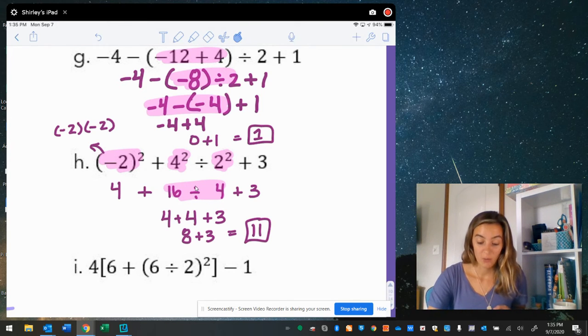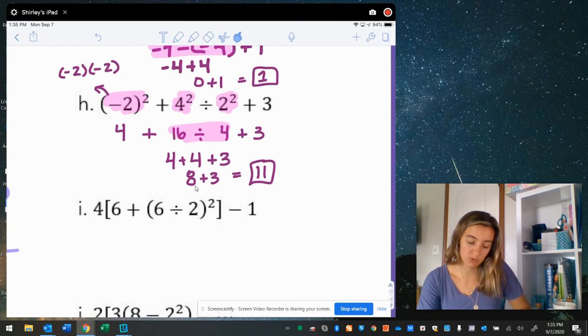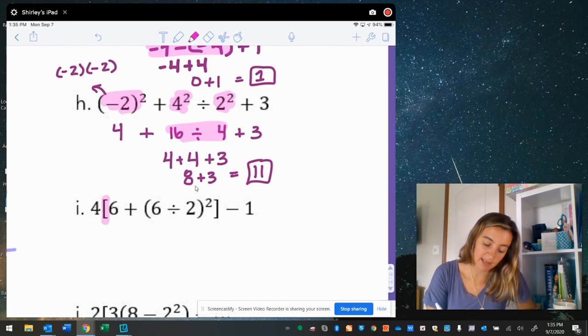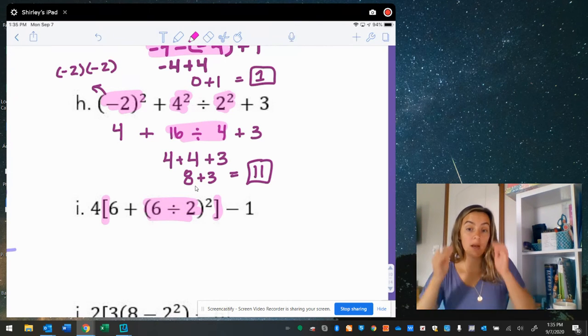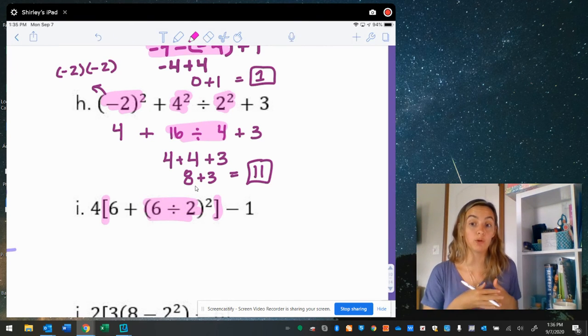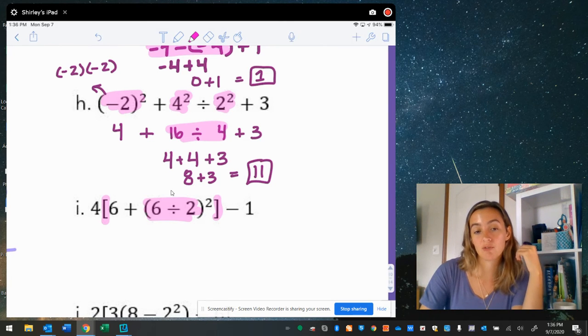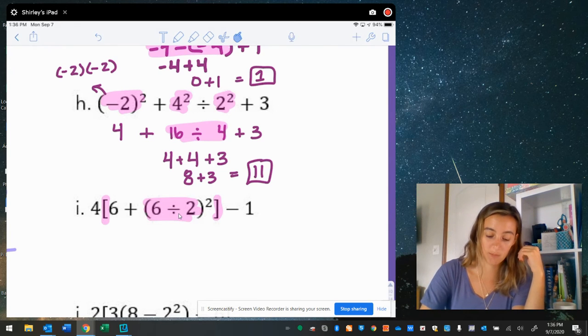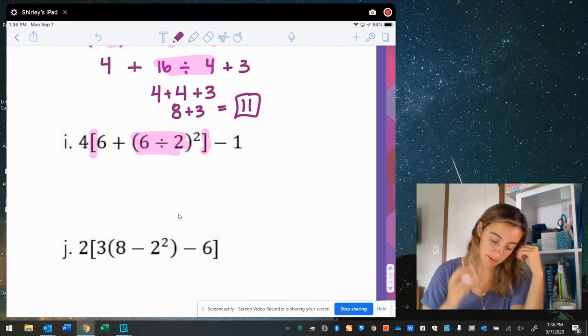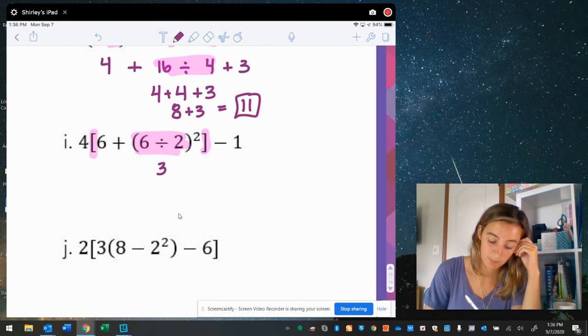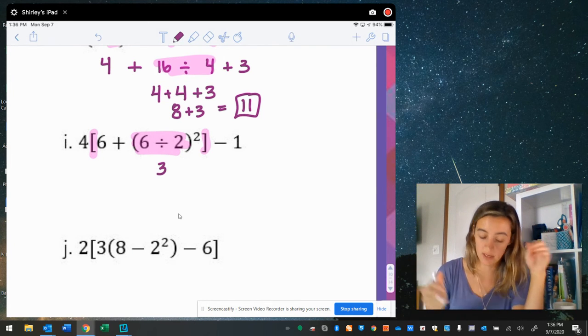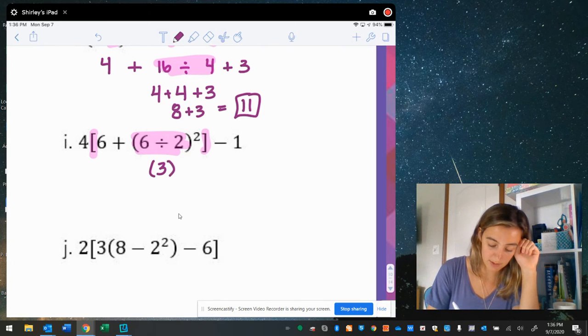For I, we have double grouping symbols. So notice that I have these brackets, and then I have this set in here. Anytime you see more than one bracket showing up or more than one grouping symbol, start with your innermost ones and work your way out. So that means the first thing I'm going to do is whatever is inside a set of parentheses. So I have 6 divided by 2. So when I go ahead and simplify that, I get 3. And now I'm going to bring everything else down. I'm not going to do anything else. So rewrite everything else exactly as I see it.